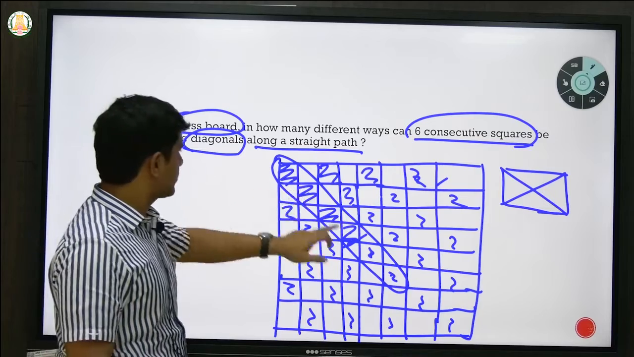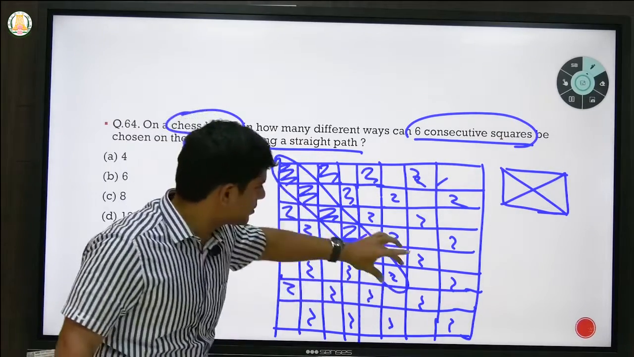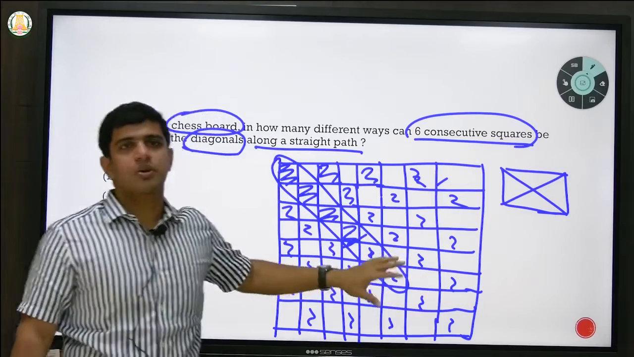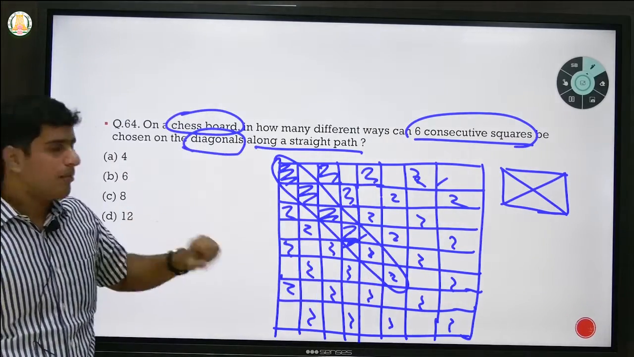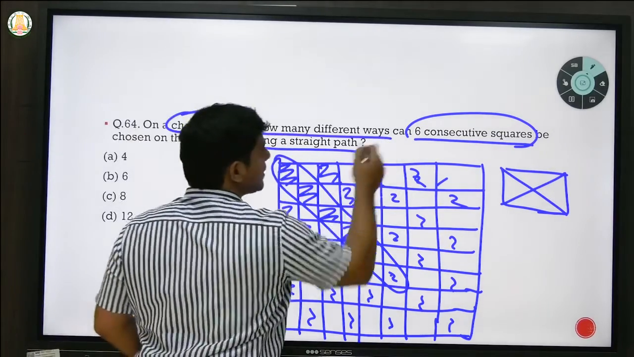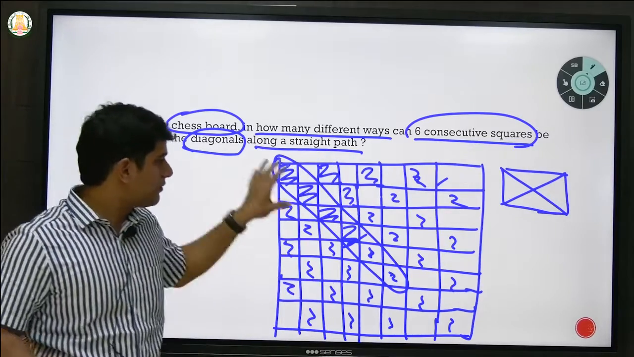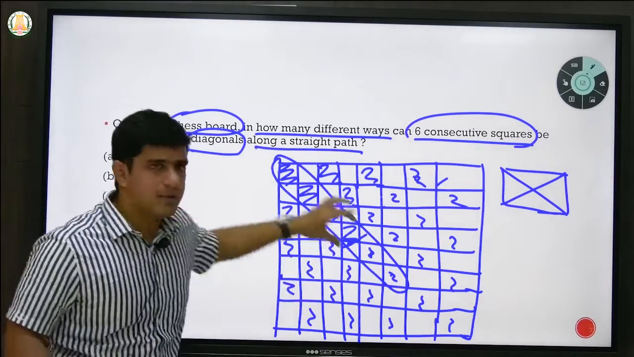This is one set of squares, 1, 2, 3, 4, 5, 6, which are 6 consecutive squares on the diagonal line. So, this is what he means by the question. But he is saying how many different ways, which means, as we have seen in the previous question, whenever he asks how many different ways, there are multiple ways of choosing such a set.